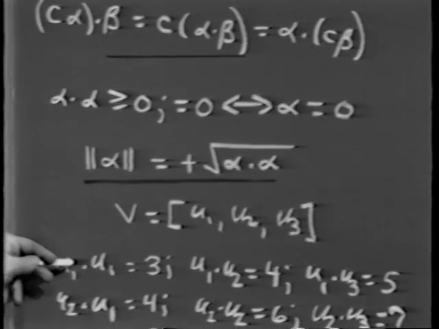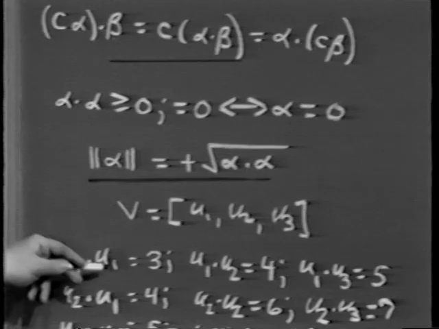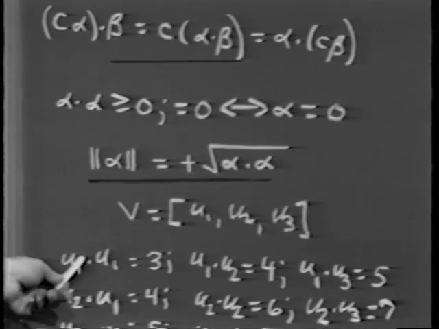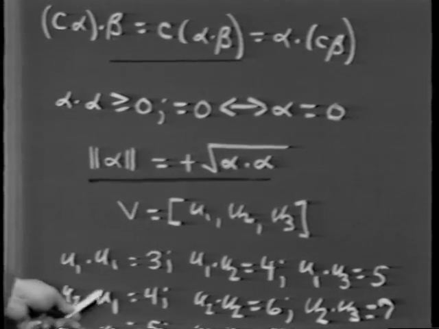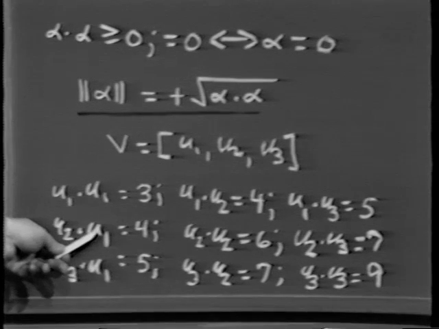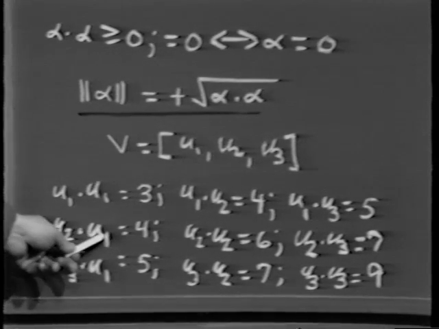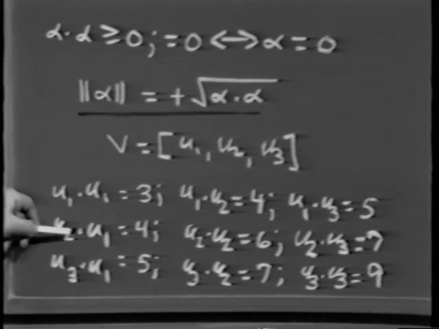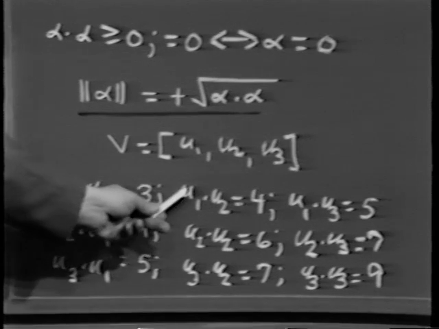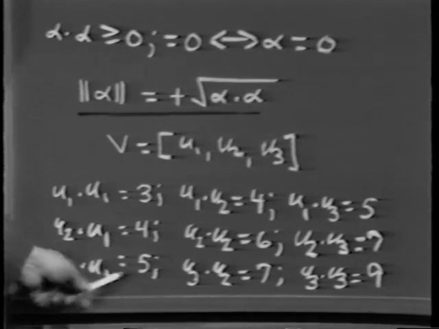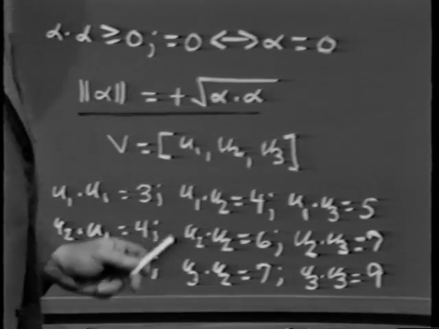Let's suppose that I know what the dot product looks like on all of the pairs of basis elements. In other words, I know what U1 dot U1 is, what U2 dot U1 is, what U3 dot U1 is, and by the way, by the property that U2 dot U1 must equal U1 dot U2, by the commutative property, notice that once I know what U2 dot U1 is, I also know what U1 dot U2 is. Once I know what U3 dot U1 is, I know what U1 dot U3 is, etc.